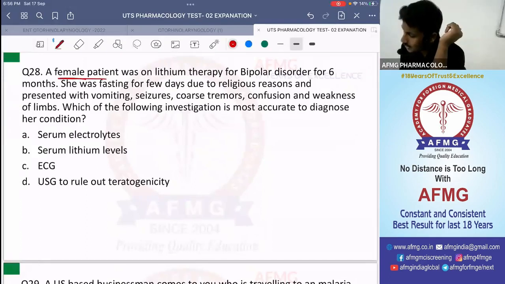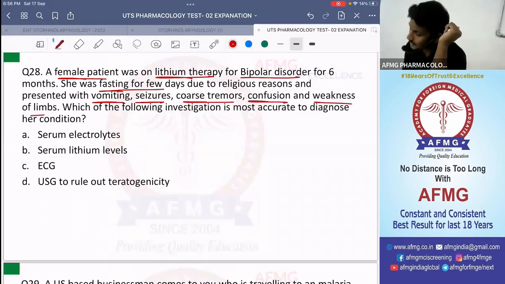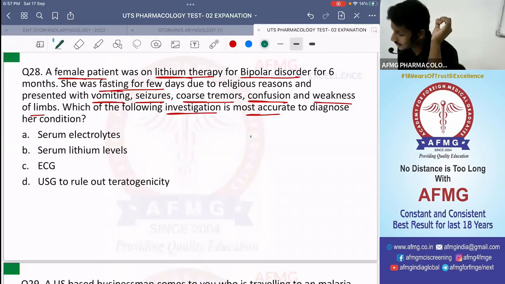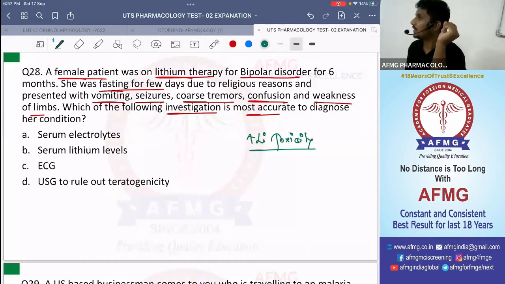A female patient on lithium therapy for bipolar disorder for 6 months. She was fasting for a few days due to some religious reasons and presented with vomiting, seizures, coarse tremors, confusion, and weakness of limbs. Which of the following investigations is most accurate to diagnose the condition? So now, if the patient is fasting for some days and she is on lithium therapy, there would usually be high chances of lithium toxicity in the patient. Okay? Lithium toxicity, as it is a very narrow therapeutic index drug.